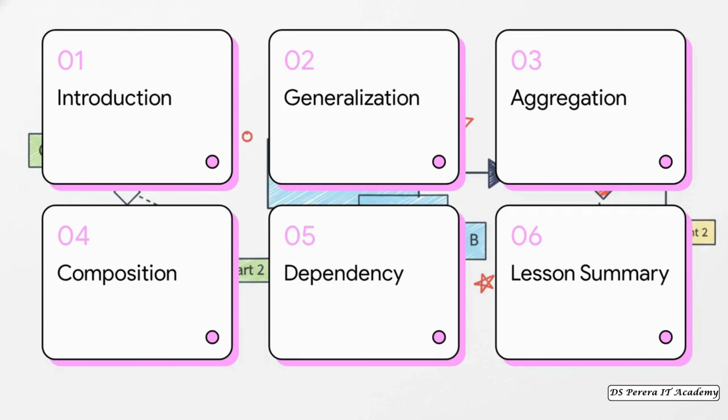Okay, so let's quickly go over our plan for today. Think of this as our roadmap. We're going to start with a quick introduction to get things rolling. Then we'll really break down the three big ones: generalization, aggregation, and composition. We'll also touch on a slightly different one called dependency before we pull it all together with a summary at the end. All right, sounds good? Let's jump into our introduction.